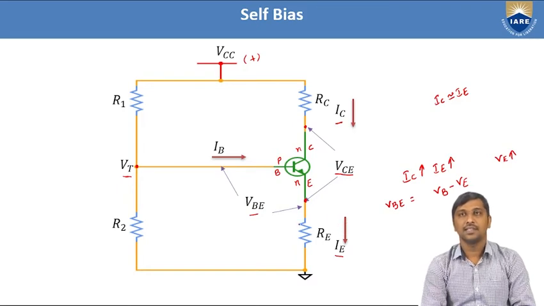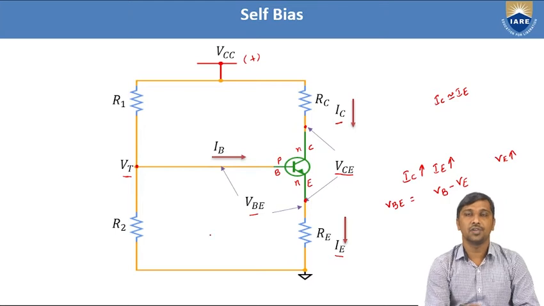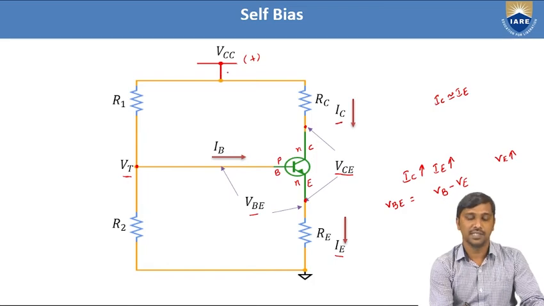So now, using the self bias, we are going to find the Thevenin's equivalent circuit: how much voltage drop and how much base resistance is generated by this potential divider network along with the biasing source VCC.